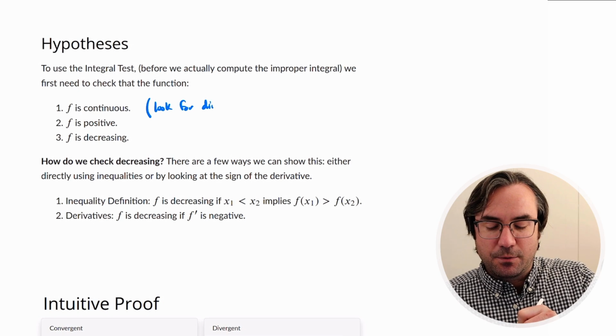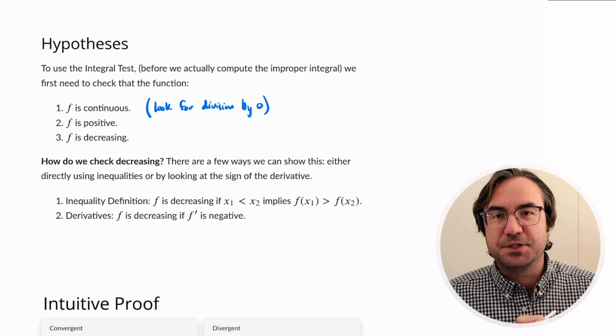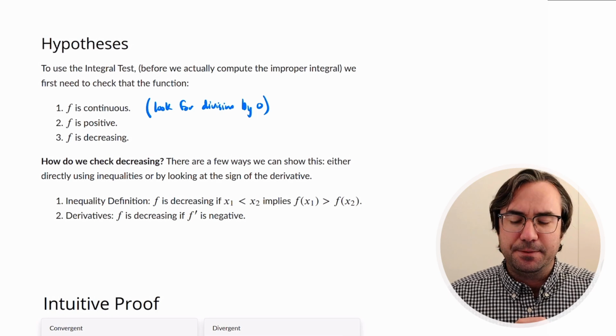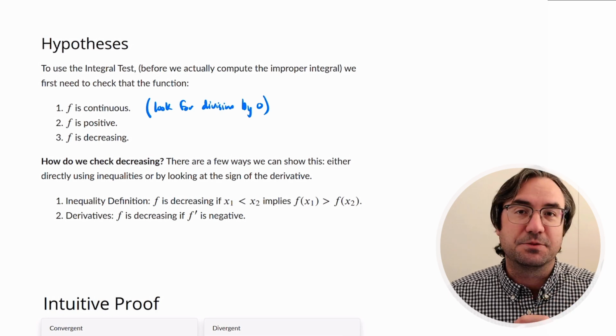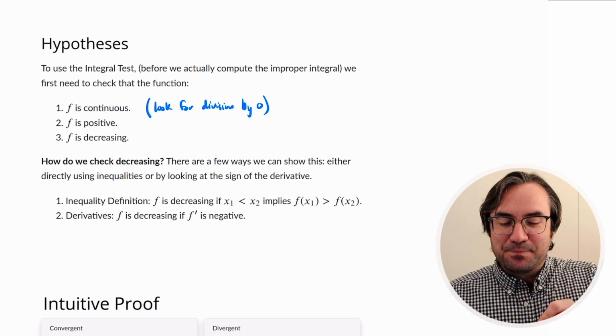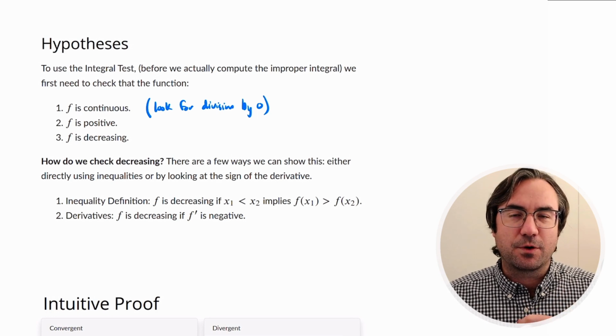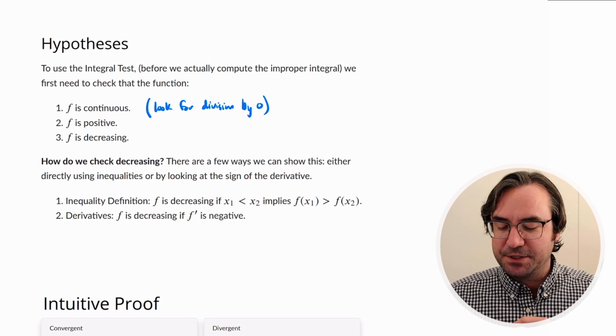That's usually where we run into the problems. Division by zero potentially produces a discontinuity. Or it does produce a discontinuity. All right, f being positive, it's another thing we have to check for. Is the output of our function greater than or equal to 0?